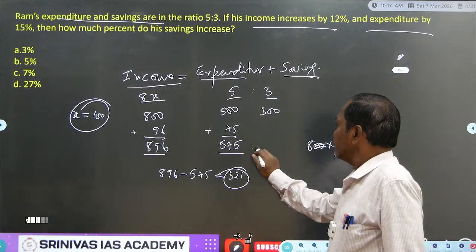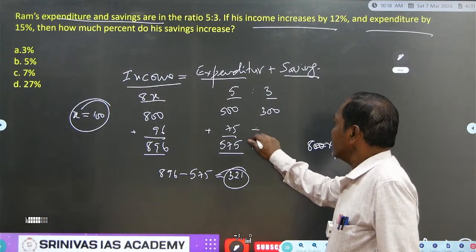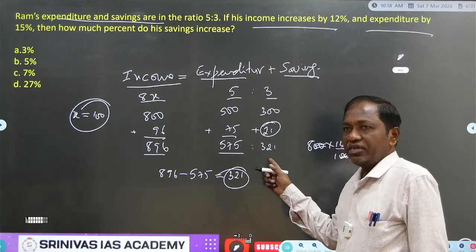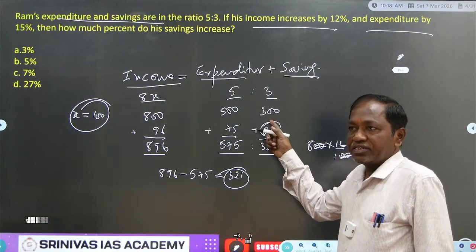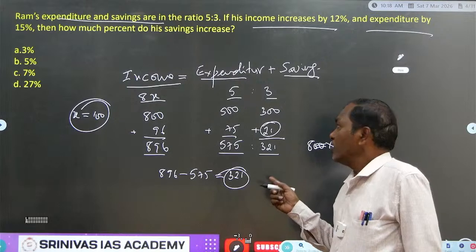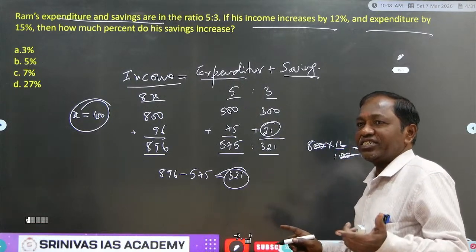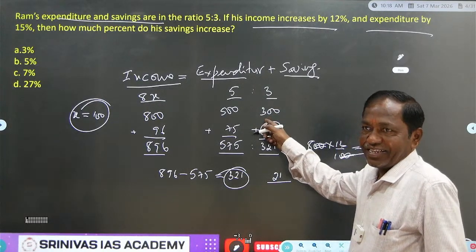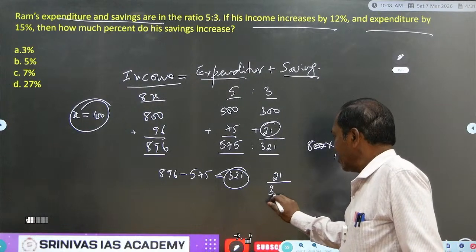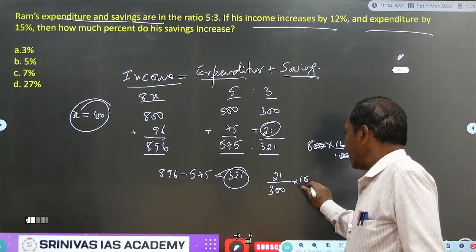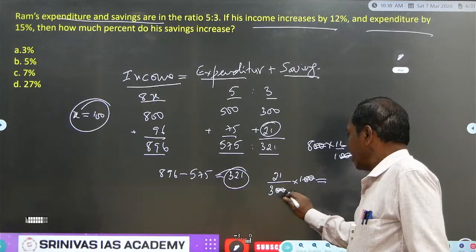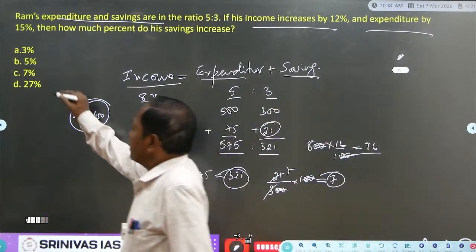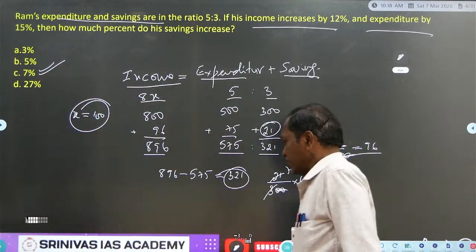The total savings is now 321, but already 300 is there. What is the net increase? 21. But you have to tell it in percentage. How much has it increased? 21 out of 300, multiplied by 100, is 7%. So net savings is increased by 7%.